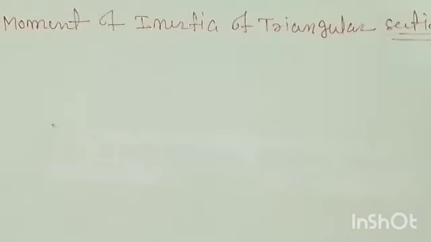Today we are going to discuss a few derivations for moment of inertia, specifically for some geometrical shapes. First we'll start by generating the formula for the moment of inertia of a triangular section. As you know, in a triangular section, we get the moment of inertia about the centroidal axis as well as about the base. The formula you already know: about the centroidal axis, the moment of inertia is bh cube by 36, and about the base it is bh cube by 12. Now we will see how it came.